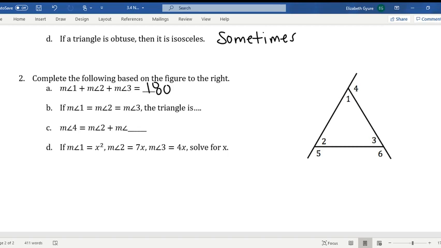If the measure of angle 2 equals the measure of angle 3, I'm sorry, if the measure of angle 1 equals the measure of angle 2 equals the measure of angle 3, then the triangle is what? Melissa? Equiangular as well as equilateral. Yes, this one it will be both. Remember, one implies the other with those. So the triangle is equiangular and equilateral.